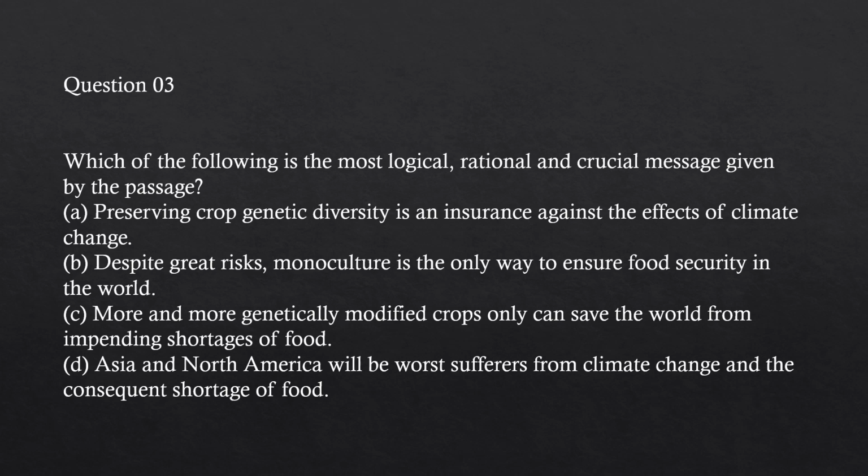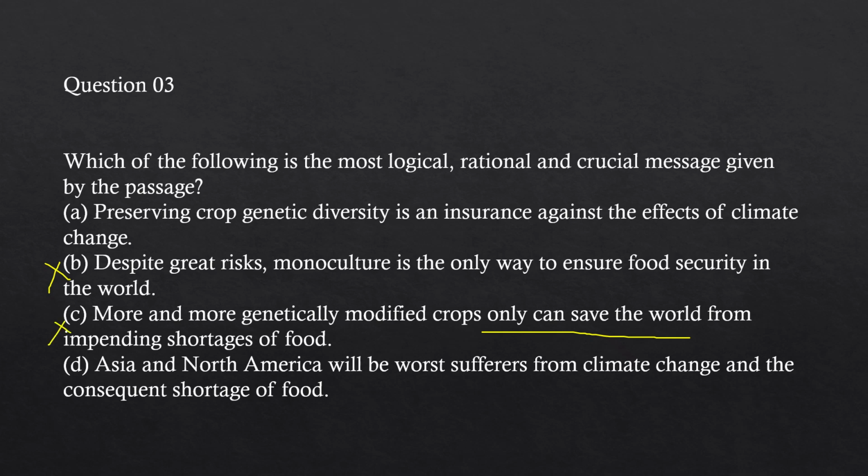Now question number 3, which is based on the passage. Which of the following is the most logical, rational and crucial message given by the passage? Option A, preserving crop genetic diversity is an insurance against the effects of climate change. Option B, despite great risk, monoculture is the only way to ensure food security in the world. No, we can eliminate easily because this is not the only way. So we can remove option B. Now option C, more and more genetically modified crops only can save the world. No, this is also not given in the passage.